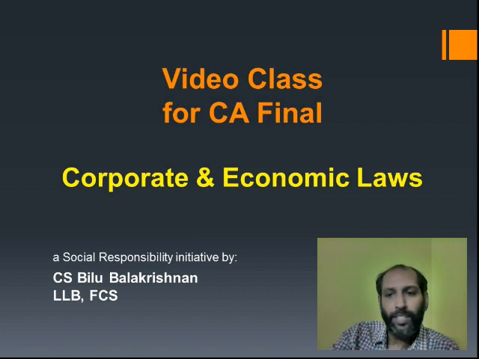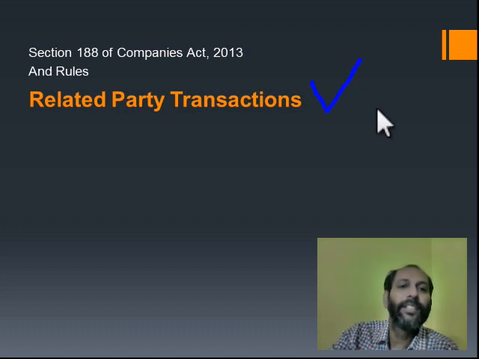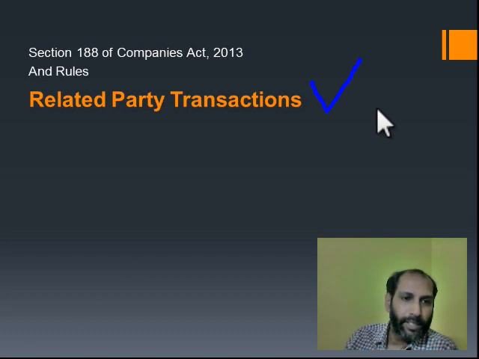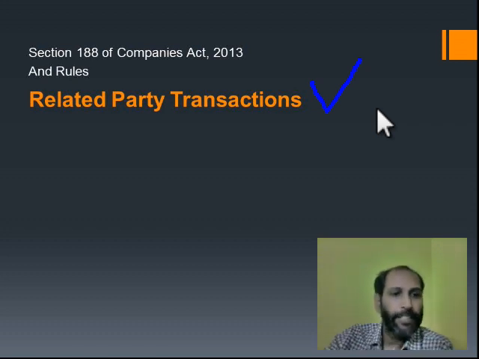Coming to today's topic, we'll be dealing with related party transactions. As you all know, it is comparatively an important topic for CA final, and you have your own accounting standard to deal with that also, so you have to keep that in mind. Section 188 deals with related party transactions, and we have to refer to some rules also. We will be dealing with the same.